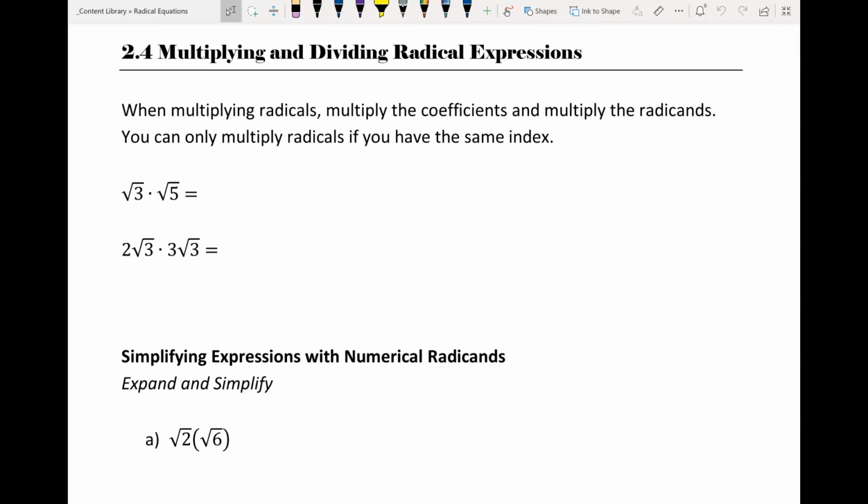Welcome to the multiplying and dividing radical expressions lesson. We're going to split this into two parts. In this video, I'm going to focus more on multiplying radical expressions, and then in the next video we'll talk about dividing radical expressions.